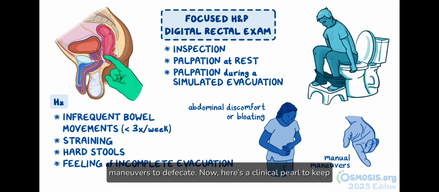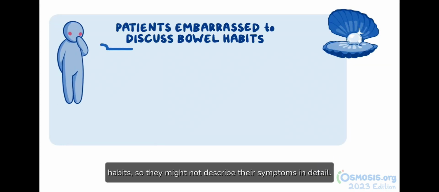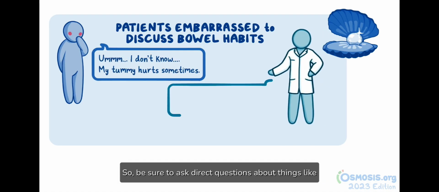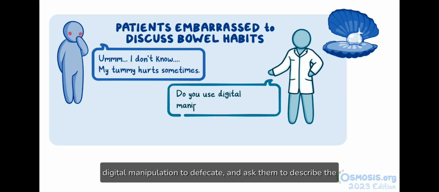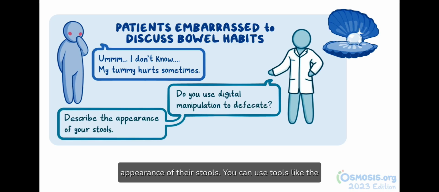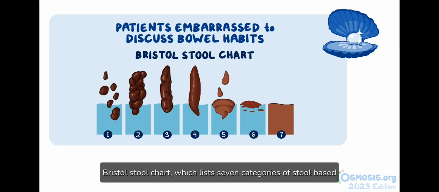Additionally, history might reveal abdominal discomfort or bloating, and sometimes the patient might report the use of manual maneuvers to defecate. Now, here's a clinical pearl to keep in mind. Many patients find it embarrassing to discuss bowel habits, so they might not describe their symptoms in detail. So be sure to ask direct questions about things like digital manipulation to defecate, and ask them to describe the appearance of their stools. You can use tools like the Bristol stool chart, which lists 7 categories of stool based on shape and texture to help patients describe their stool.